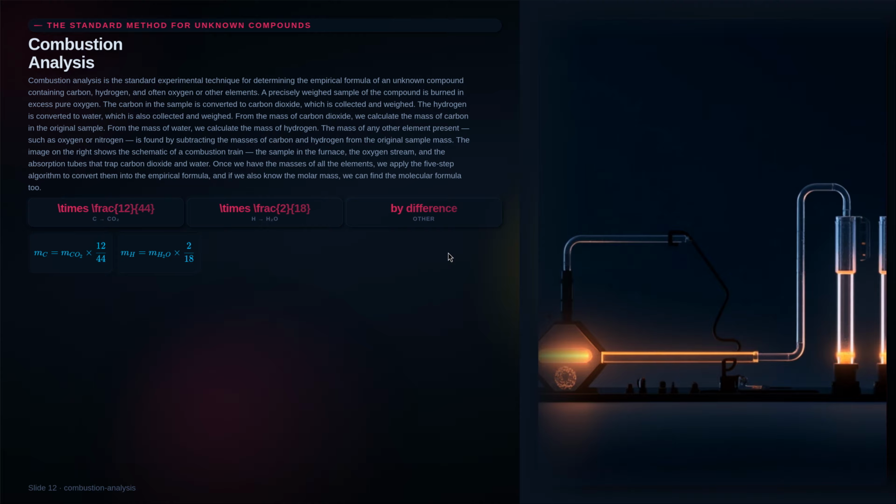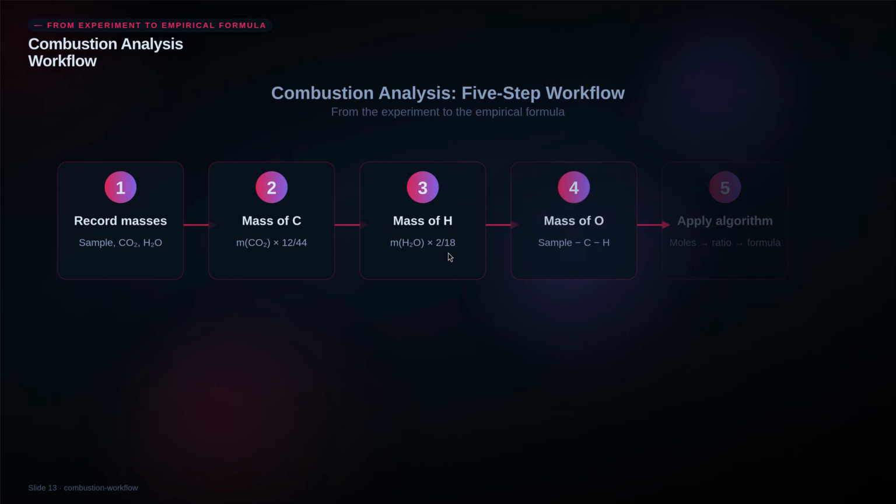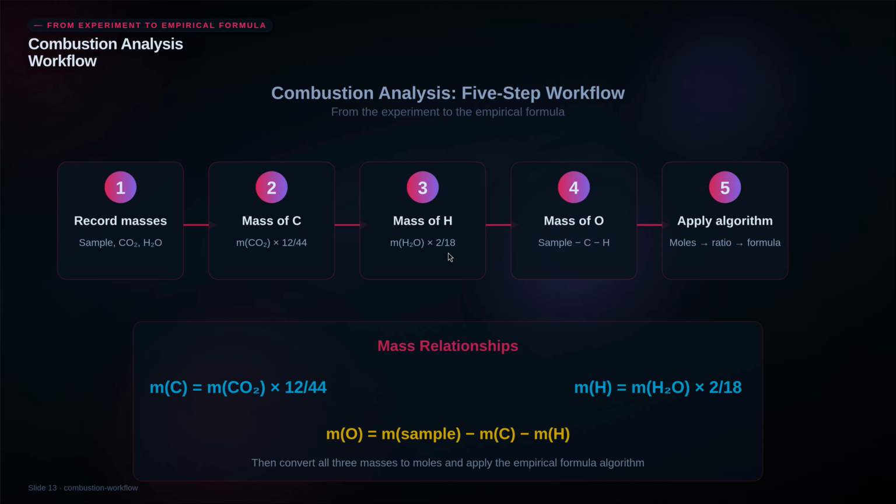Sample in the furnace, oxygen stream, and the absorption tubes that trap carbon dioxide and water. Once we have all the masses, we apply the 5-step algorithm to convert them into the empirical formula. If the molar mass is also known, we can find the molecular formula. Here is the step-by-step workflow for analyzing combustion data.